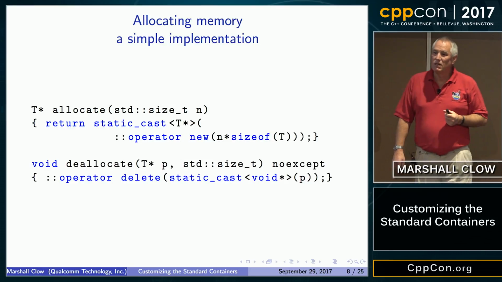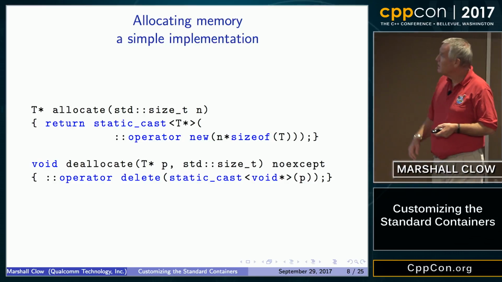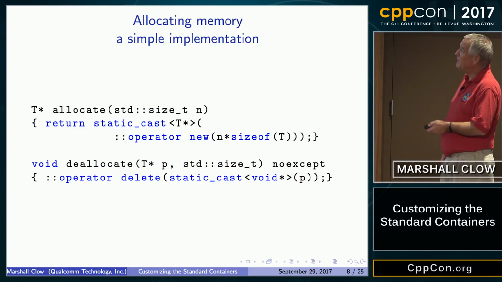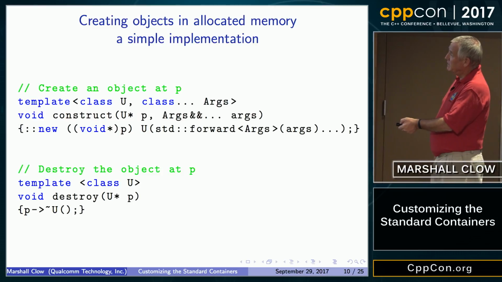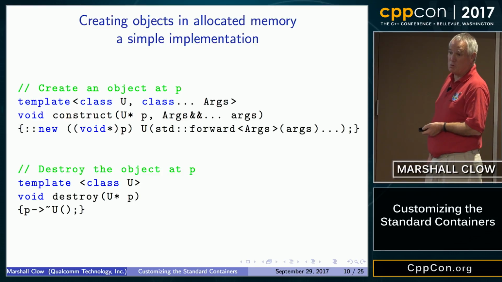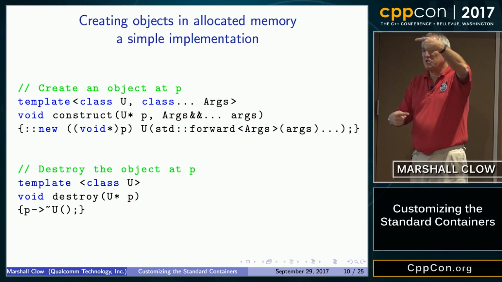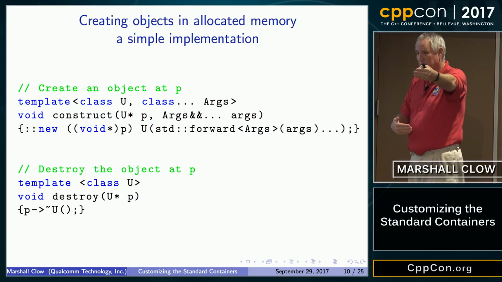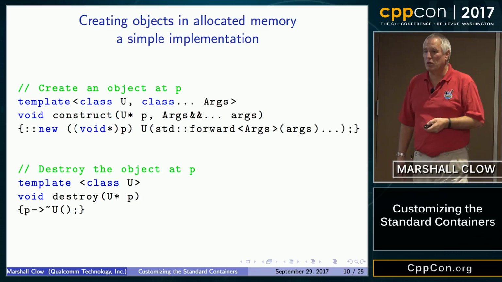Yes? Because in the allocate here, you static cast the P to be a void pointer. It's to try to prevent the destructor from being called. Yeah, because we have destroy, which calls the destructor. Again, we're separating the concerns. We're separating the destruction of the object from the freeing of the memory. Yes, you're exactly right.